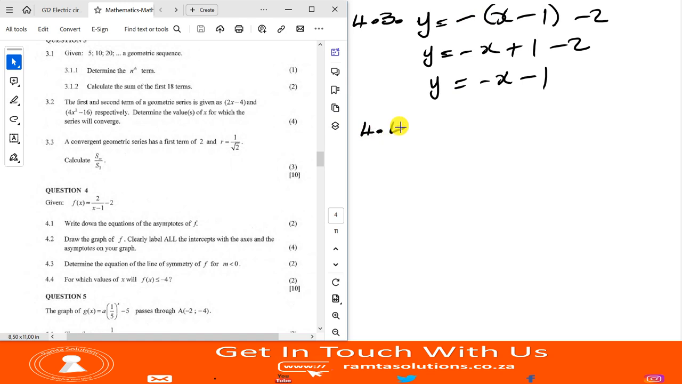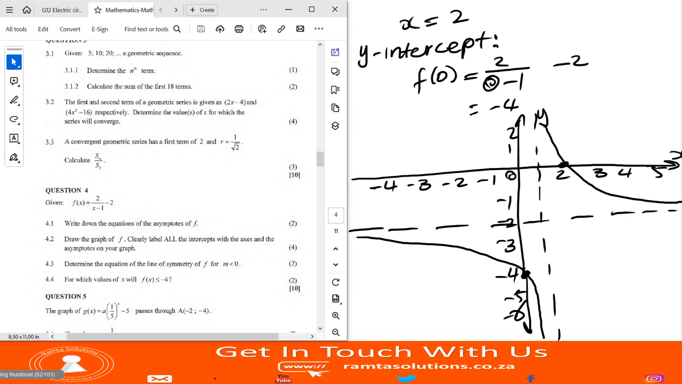Question 4.4 says, for which values of x will f of x be less than negative 4? I remember f of x equals negative 4 was a y-intercept. All right, here it is. They said f of x must be less than negative 4. To say less means you must go down. So where is f of x less than negative 4?